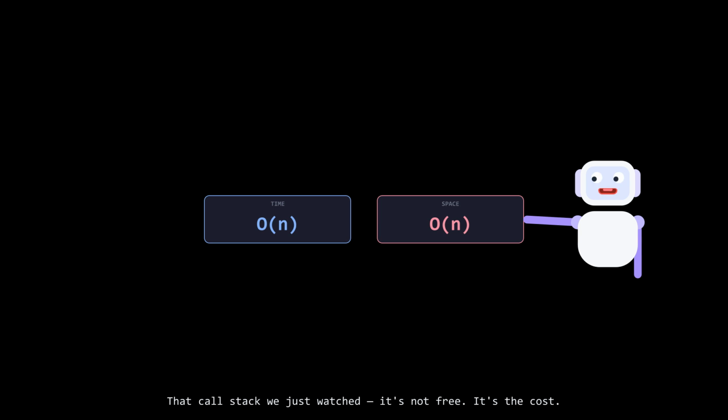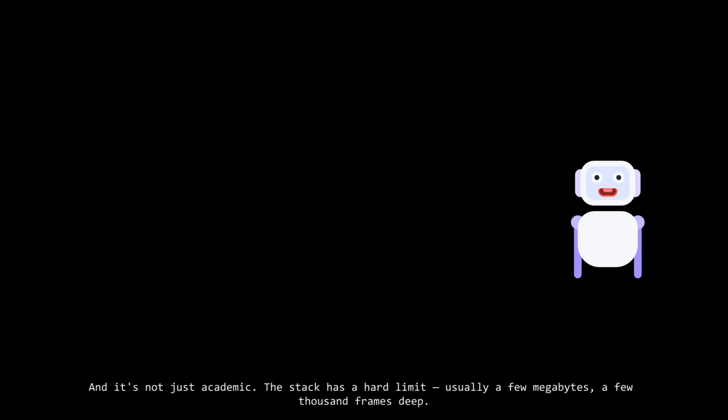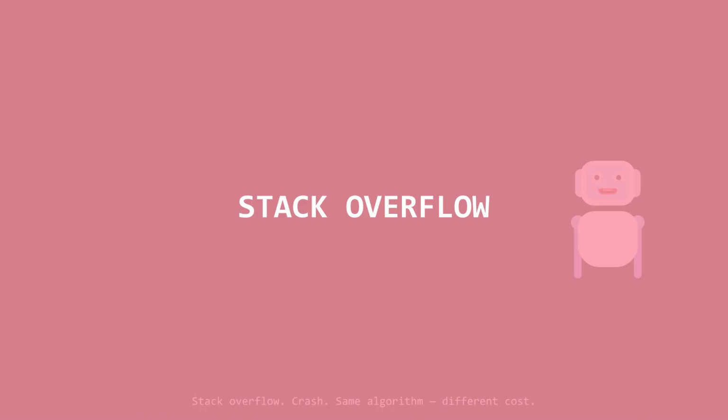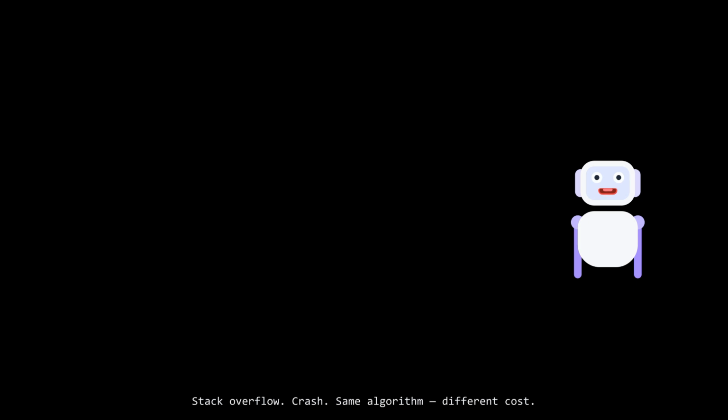It's the cost. And it's not just academic. The stack has a hard limit, usually a few megabytes, a few thousand frames deep. Hand the iterative version a million-node list, it walks through it. Hand the recursive version the same list. It tries to push a million frames before printing anything. Stack overflow. Crash. Same algorithm, different cost.